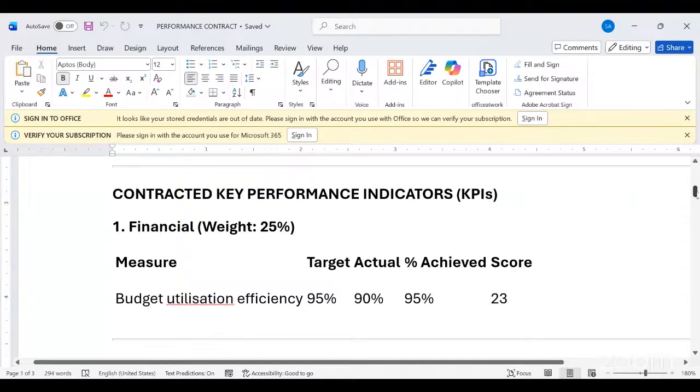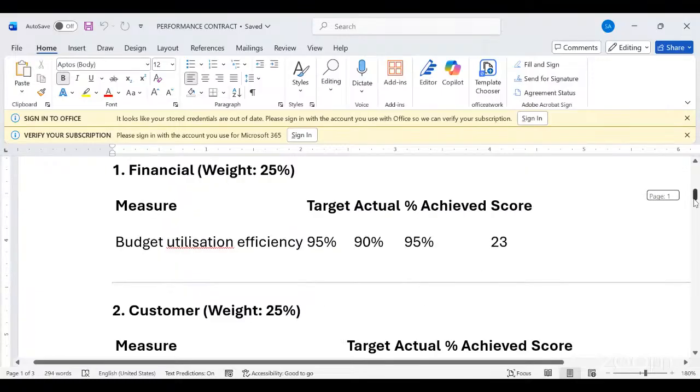So like I indicated, some companies have a weighting on each perspective. A company can decide, based on their plan for the year, to put a weighting of say 75% on the financial. In this case, it is a weighting of 25%, and the indicator for this particular employee is budget utilization efficiency, and the target is 95%.